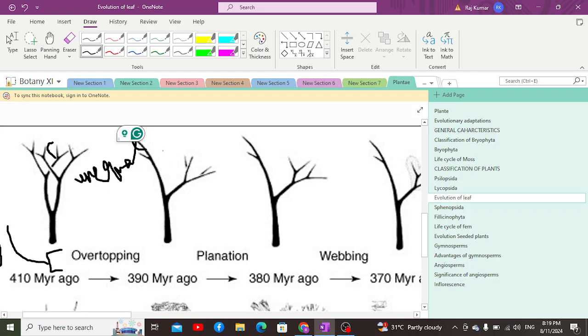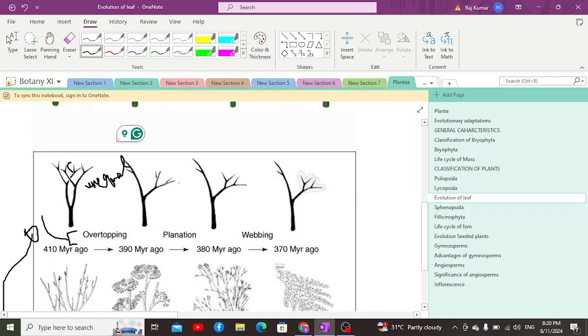After that, the second step which occurred is planation. Planation is a stage in which the unequal dichotomies are arranged on a single plane. These unequal dichotomies which were present in different planes are now arranged equally in a single plane, which is known as planation. As you may see, this is the way planation is occurring.